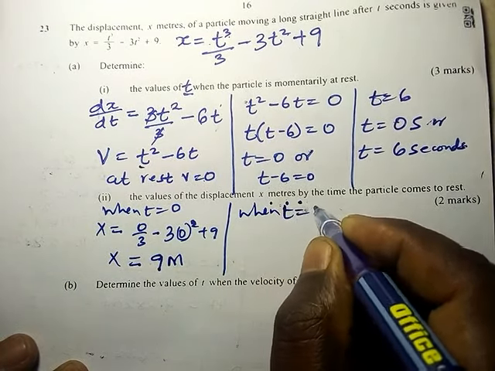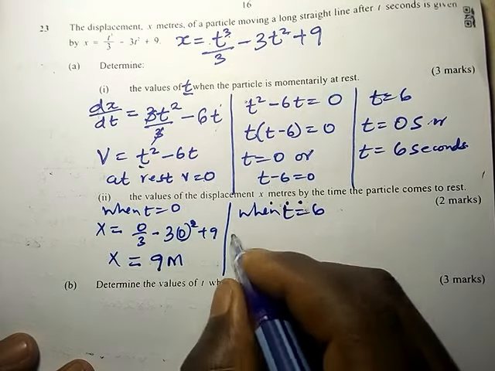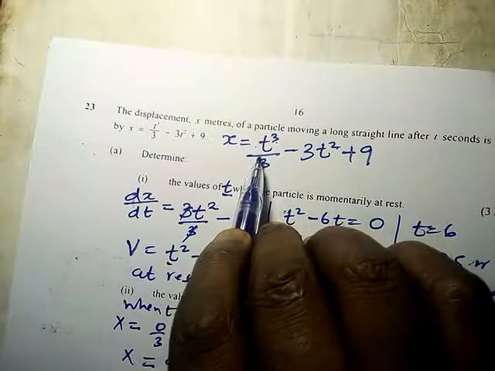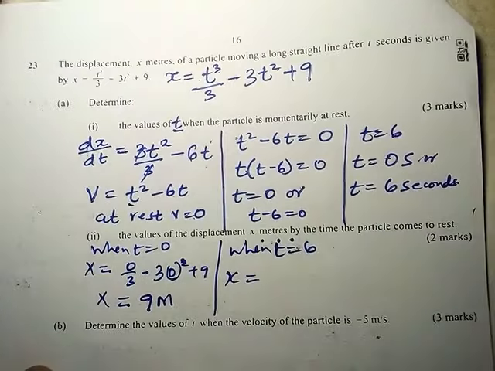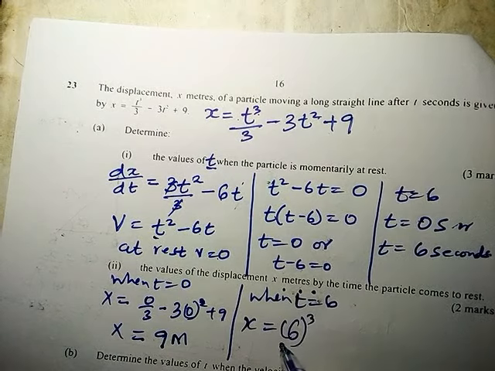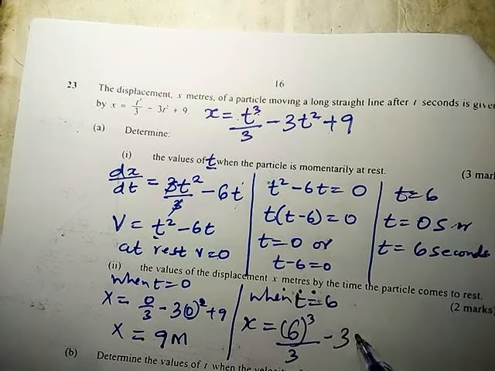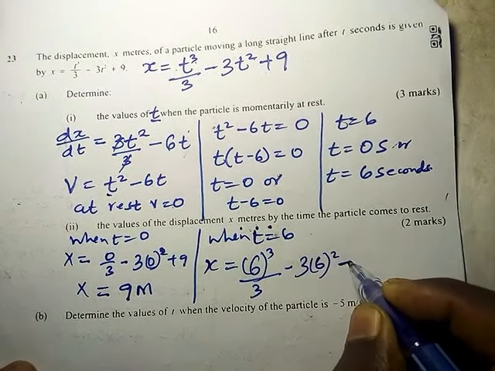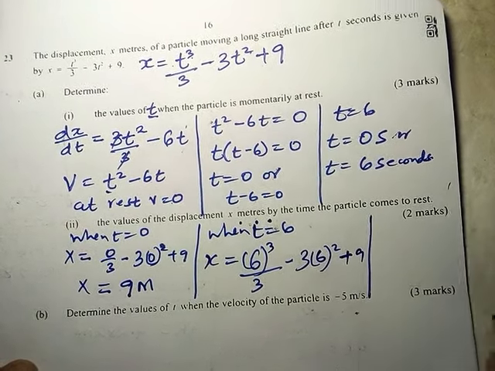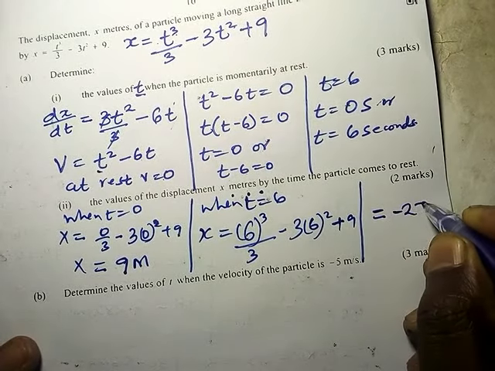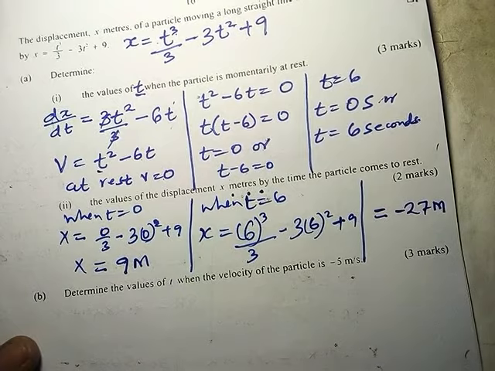When t is equal to 6, you substitute on this equation here. So we are substituting here, we have 6 raised to power 3 divided by 3 minus 3, t is 6, 6 raised to power 2 plus 9. So this one is going to give us negative 27 meters.